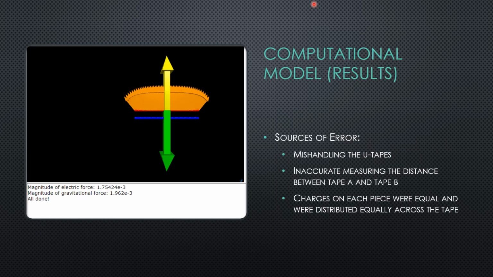So these are the results from the computational model. As you can see, the yellow arrow represents the electric force and the green arrow represents the gravitational force. These are not equal, which means that there are some sources of error. That could be from mishandling the U-tapes, inaccurately measuring the separation distance between tape A and tape B, and assuming that the charges of each piece are equal and distributed equally across the tape, because this is not true in all conditions.